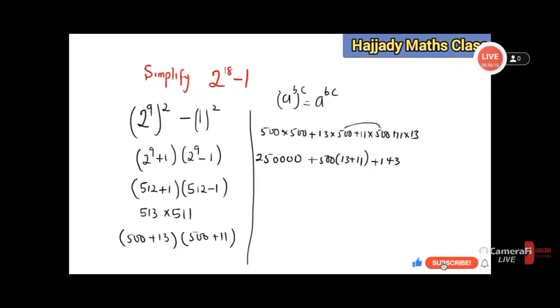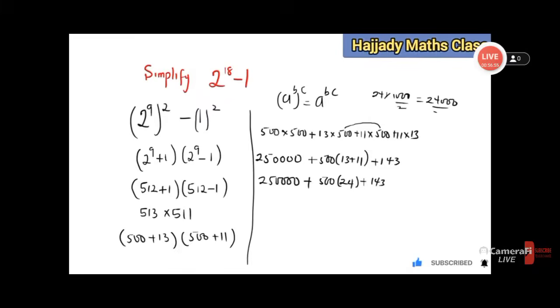So here we have 250,000 plus 500 multiplied by 24, plus 143. I want you to remember something, that 24 multiplied by 1000 is the same thing as 24,000. And 500 is half of 1000. So that means half of this is going to give us what? 12,000. So that means 500 multiplied by 24 is going to be 12,000.